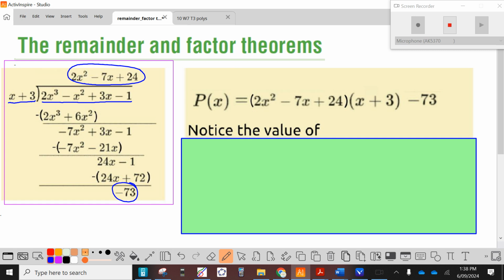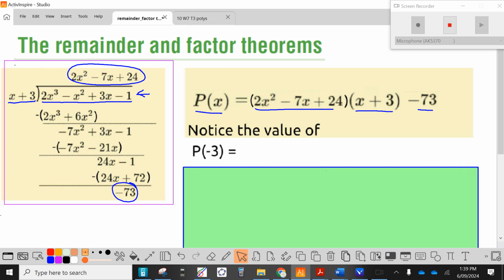We've seen that we can express p of x, therefore, which is the dividend here, in terms of the quotient multiplied by the divisor, then plus the remainder. So if we were to consider where x is equal to negative 3, if we were to substitute negative 3 into our polynomial function here, we'd end up with 2 times 9, which is 18. Take away 7 times negative 3, which is plus 21. We've got a plus 24 there.